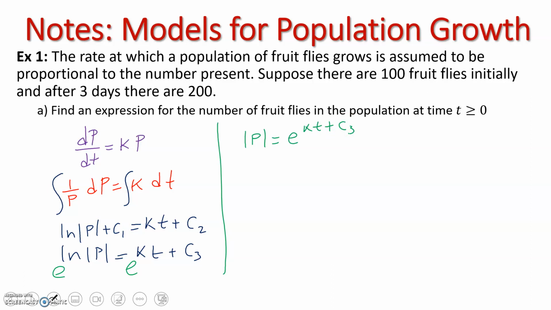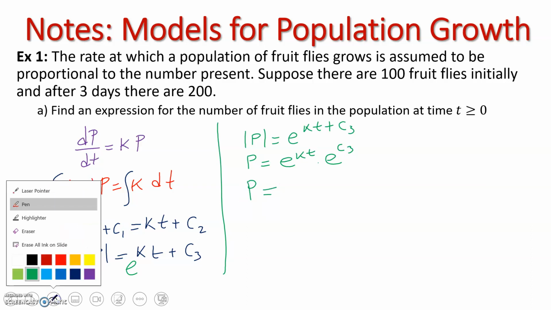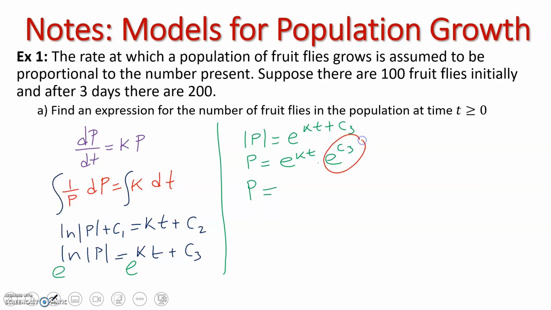Noticing here, the absolute value of our population is equal to this, noting the population cannot be negative. So we'll make P, instead of absolute value, e to the kt times e to the c, separating those powers. Rewriting this, we will make our constant, e to the constant third power, we'll just make that c. So c e to the kt. Now note this is our model for a population, and we are provided some information.